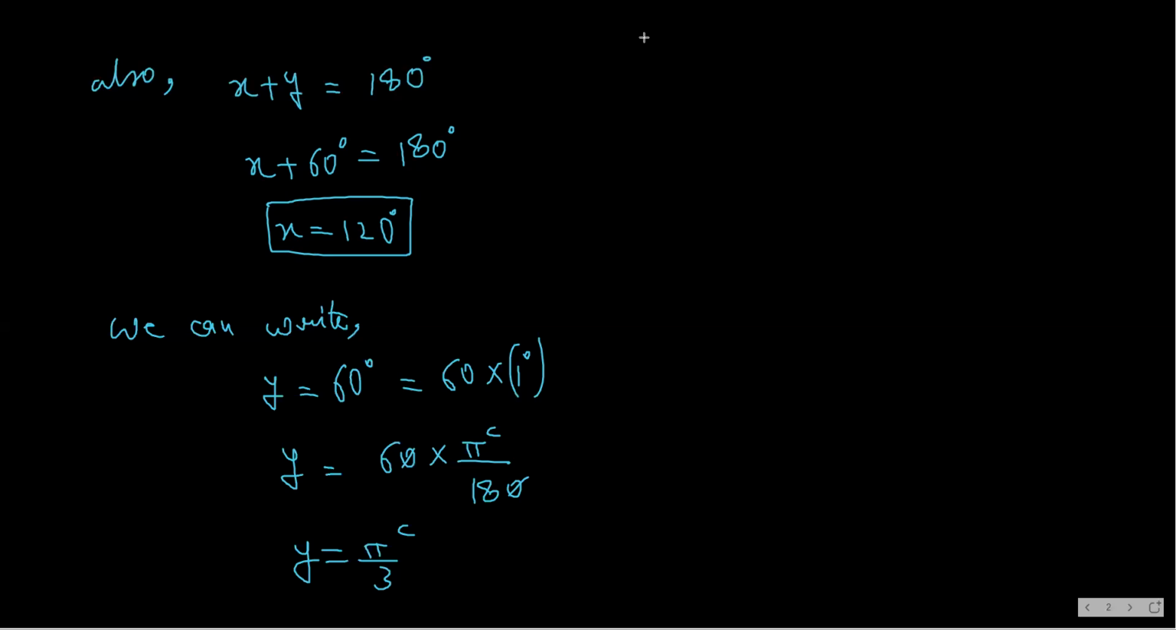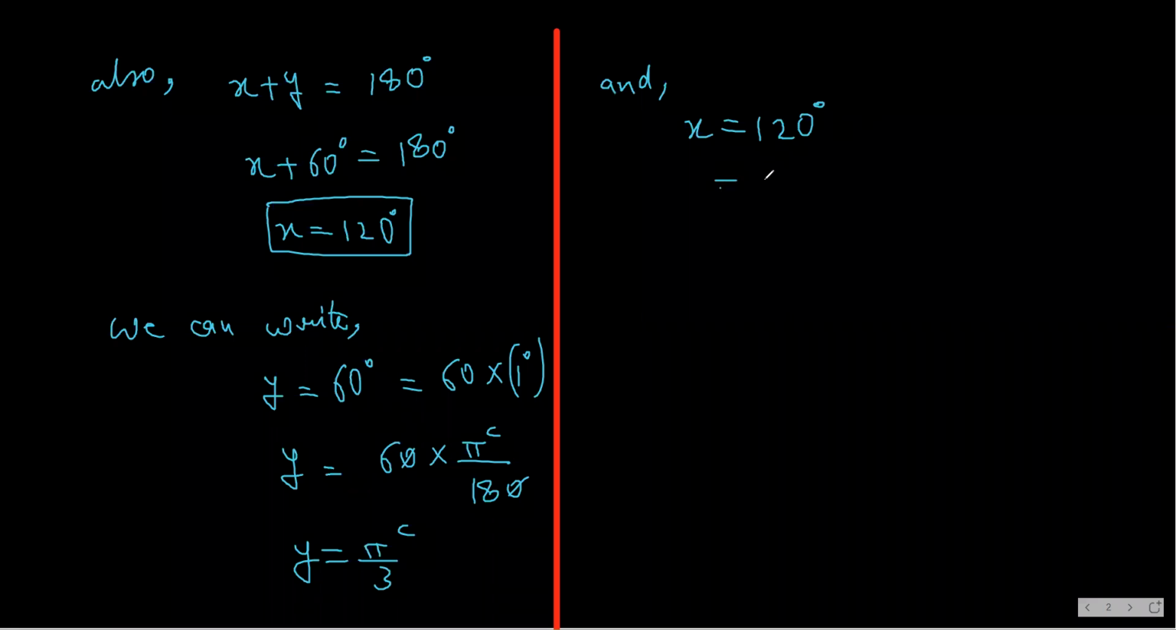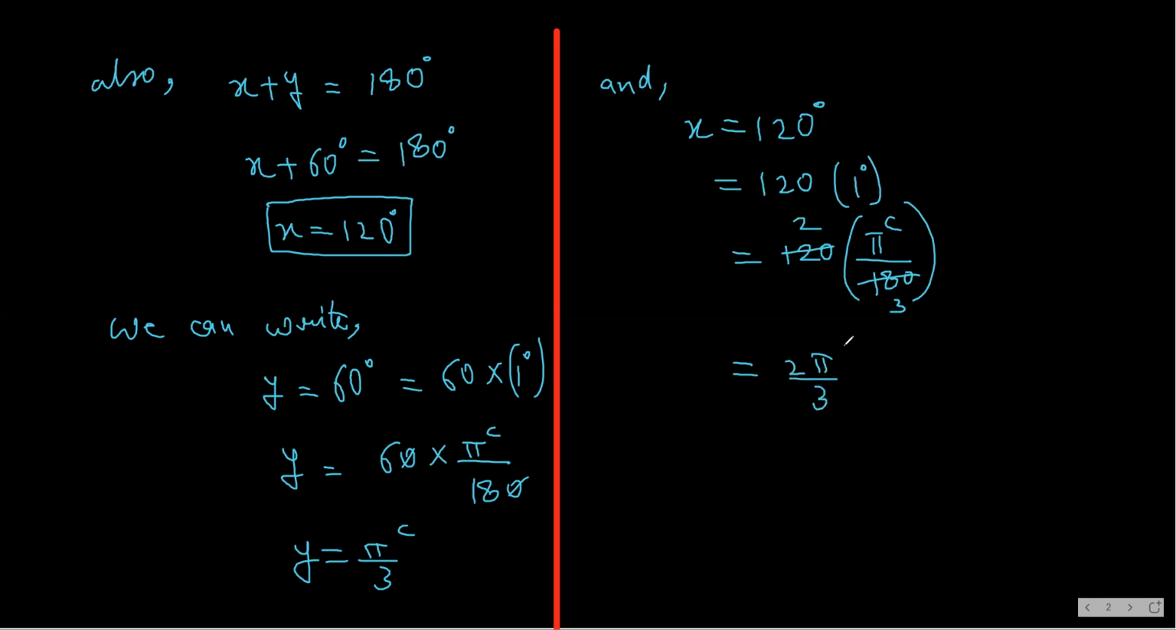On the same line, you will change this x into radian. x is 120 degrees, which is the same as 120 times 1 degree, and 1 degree is pi radian upon 180. So 120 pi radian over 180. This gets you 2, and here it gets you 3. That is 2 pi by 3 radian.